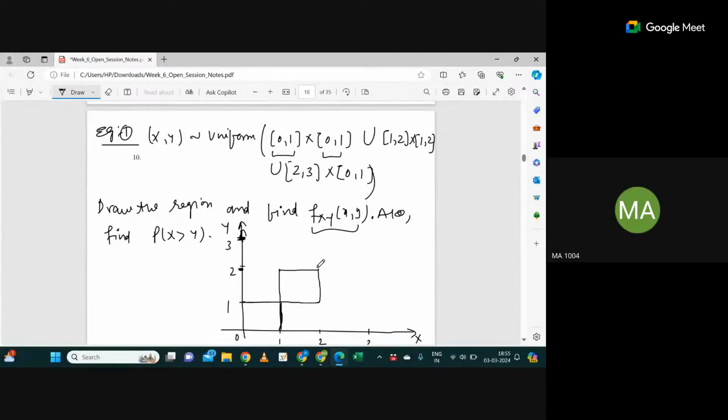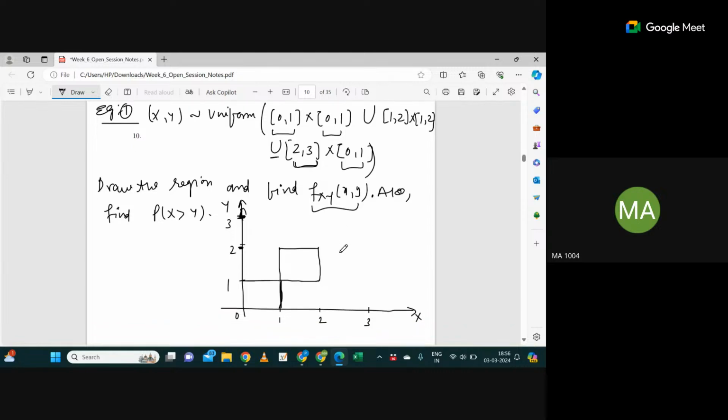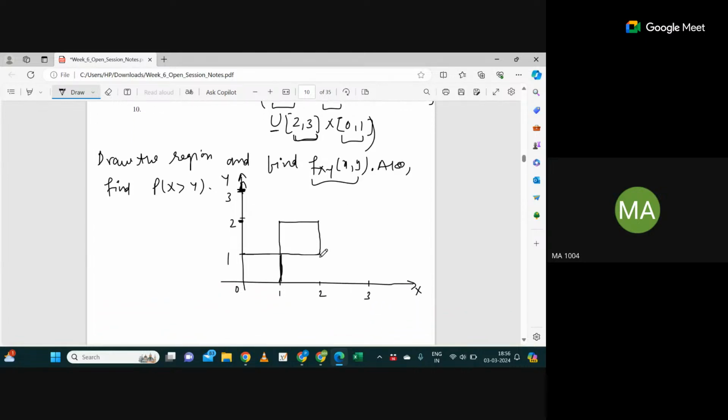Then union of [2, 3], this is for x, and this is for y. So x is 2 to 3 and y is 0 to 1. That means this region. So if you see, y is 0 to 1 and x is 2 to 3. Is this clear? The things which are given, these are the shaded regions.